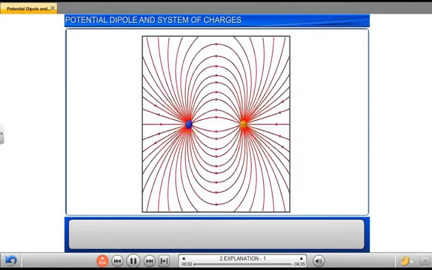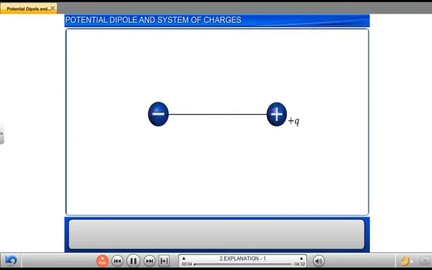Consider an electric dipole consisting of charges plus Q and minus Q, separated by a small distance 2a, with its axis placed along the x-axis and the midpoint of the axis of the dipole at the origin. The charge plus Q lies on the positive x-axis at A, and the charge minus Q lies on the negative x-axis at B.